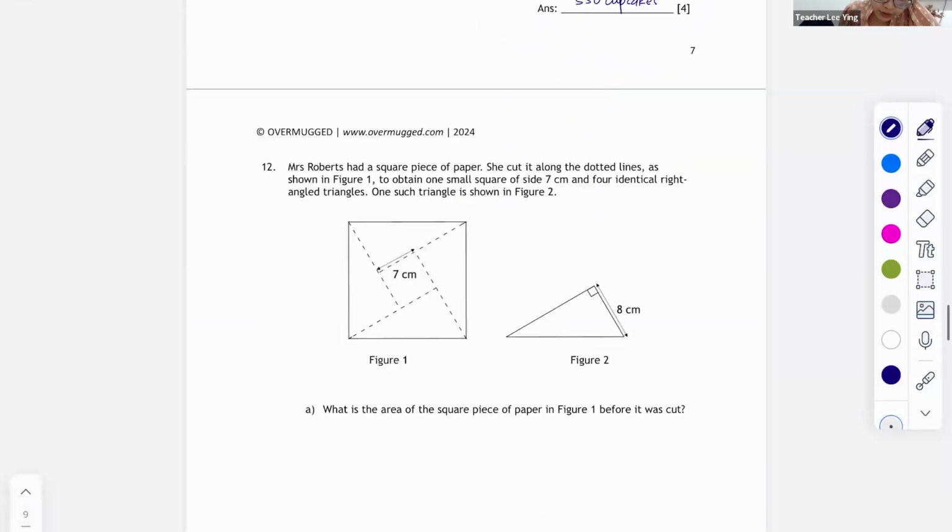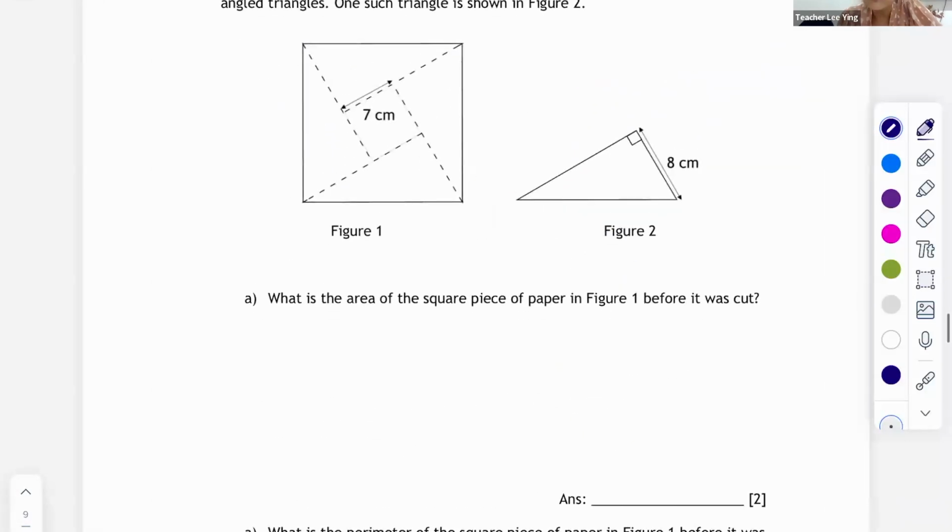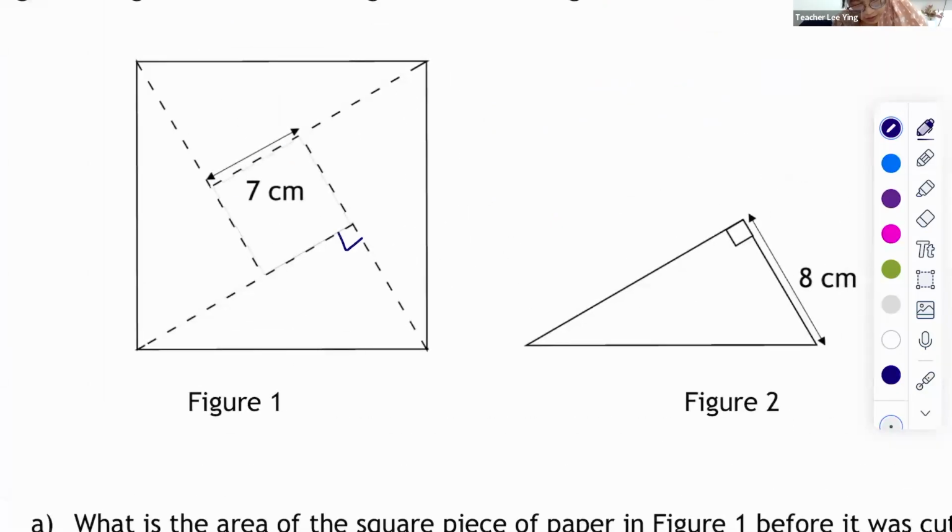All right, question number 12. Mrs. Roberts had a square piece of paper and she cut it along the dotted lines as shown in figure 1 to obtain one small square of size 7 cm. So it's labeled over here. And 4 identical, so this is important, identical right-angled triangles, and one such triangle is shown over here. So we can observe that this is the 90 degrees, and 8 centimeters would be referring to this. This will also be 7 centimeters.